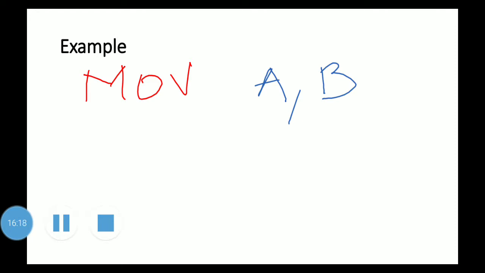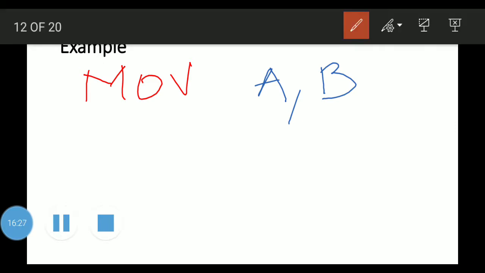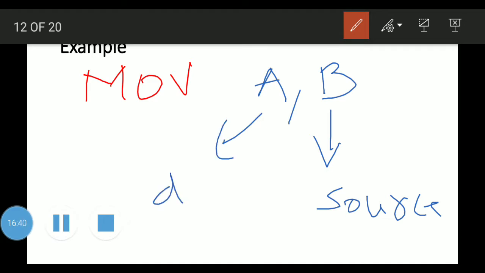Now what is the meaning of move A comma B? In this we have two registers. One register will become a source. This will be our source. Another register will become a destination. When we need to copy data from source to destination, at that time we use this instruction, move A comma B.